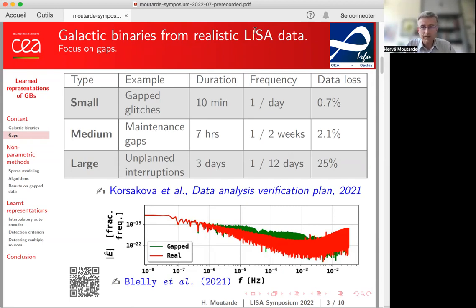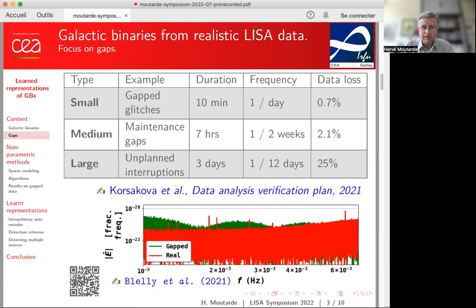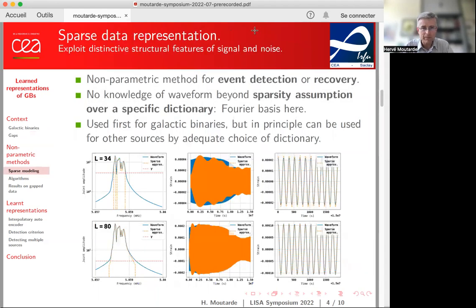What is the impact of these gaps on galactic binaries? If we look at the TDI channel versus frequency, we see the red plot, which corresponds to the ungapped signal, and the green plot, which corresponds to the gapped signal. And if we zoom in, we see that some of the peaks corresponding to binaries that we can detect by eye become drowned in the signal, which makes the assessment of the impact of the gaps in the LISA data an urgent question. Let's have a look at non-parametric methods, first sparse data representation.